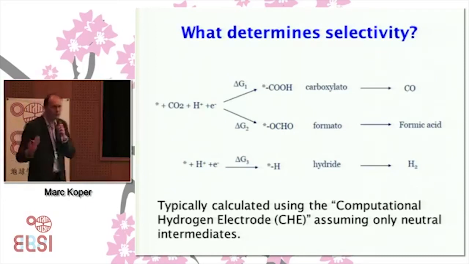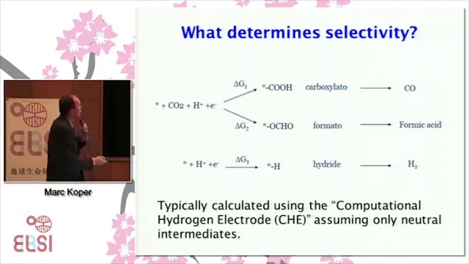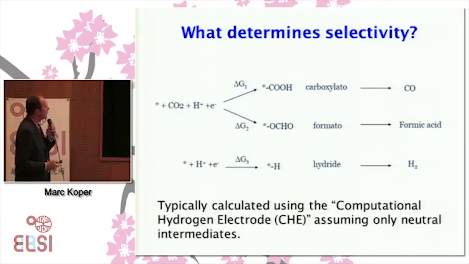You can do DFT calculations for all your different catalysts, and you can see which intermediate binds the strongest or is binding the most favorable to the catalyst. And in that way, you can predict what kind of product you will make using quantum chemical calculation.